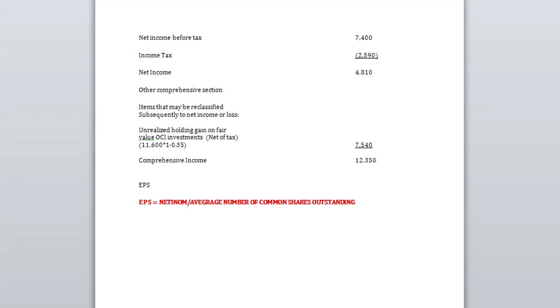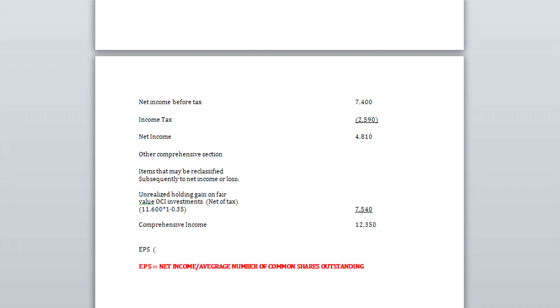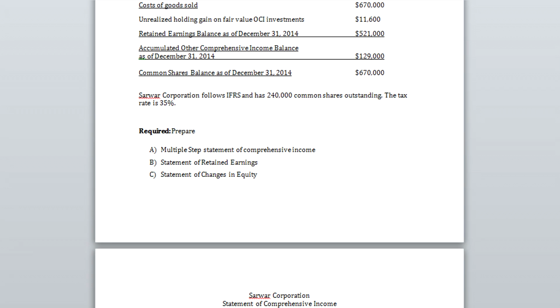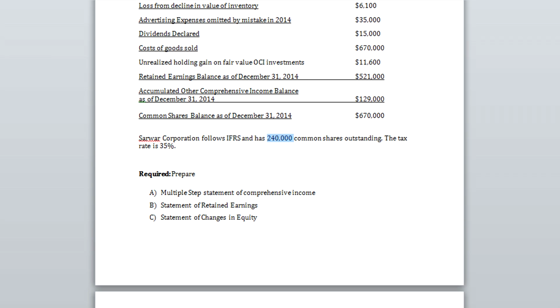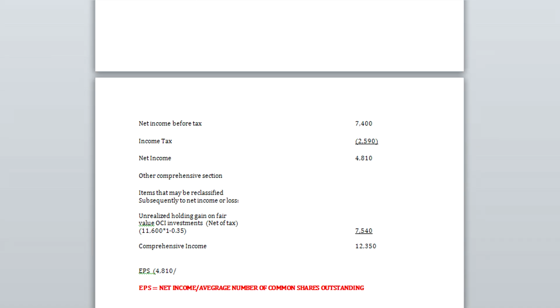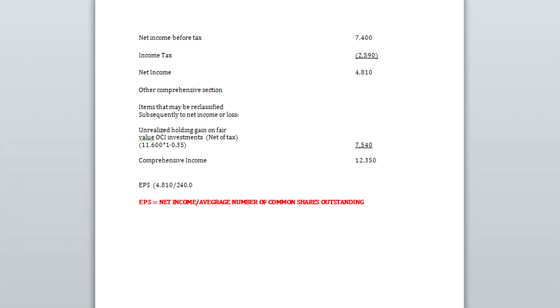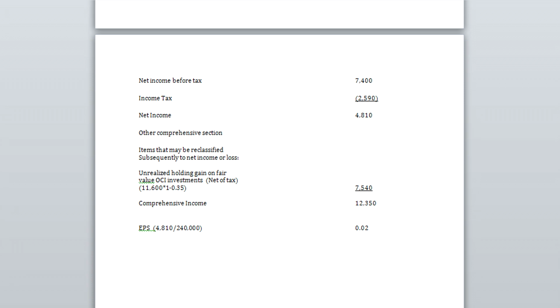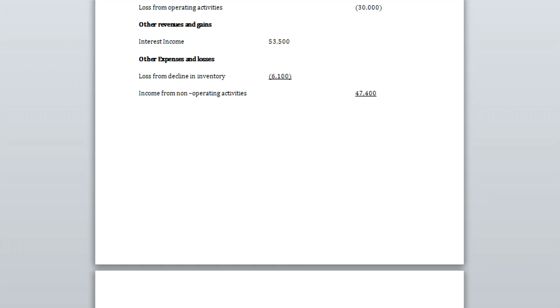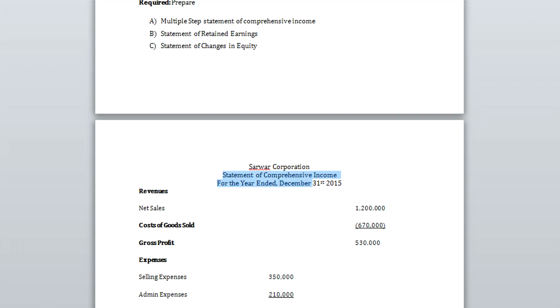Okay? And did I misspell net income here? I think I did. That's what earnings per share equals. So our net income was $4,810. And then our average number of common shares, it's always going to give it to you in the question, was 240,000. So we put that in, 240,000. It's going to give us our earnings per share amount of 0.02. And now we've completed the statement of comprehensive income.